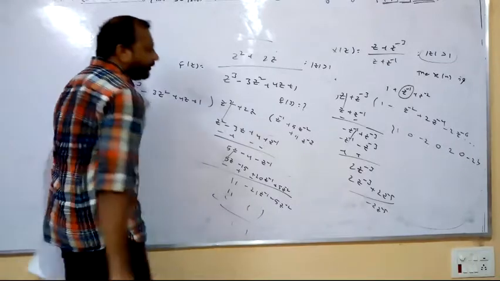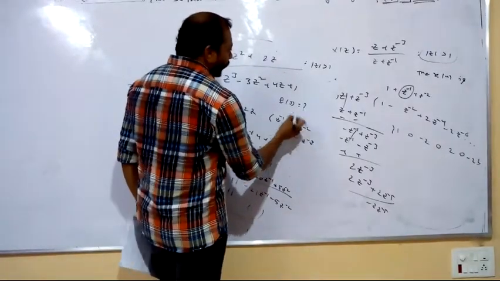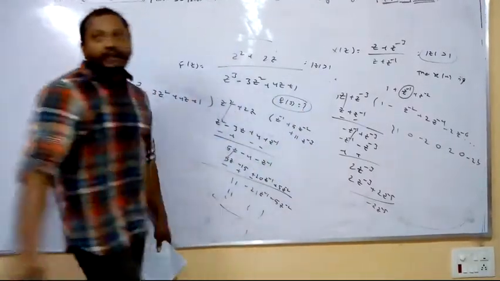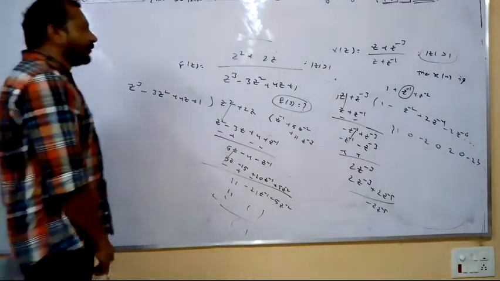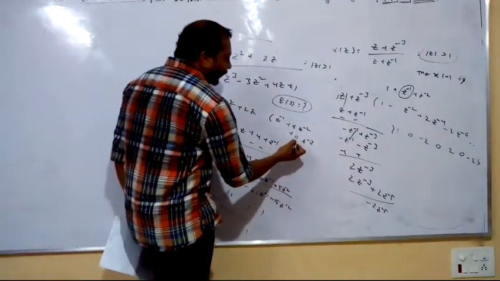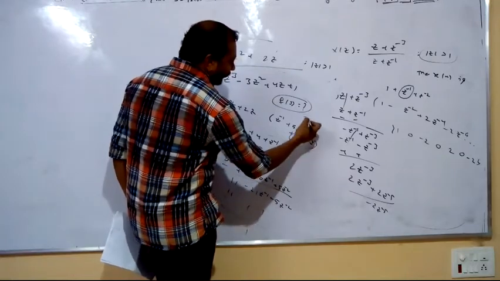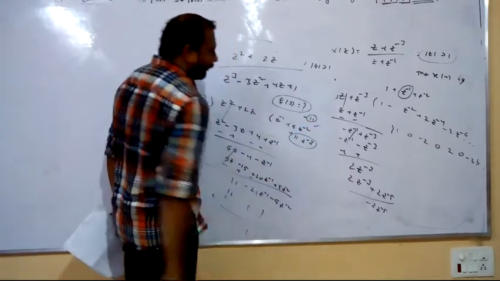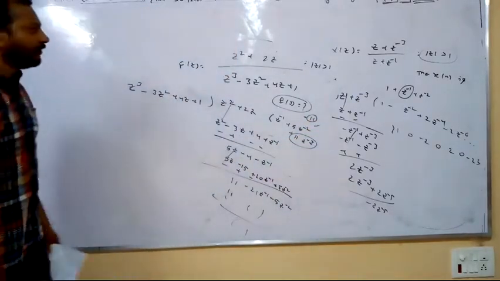Some value will remain, but we are not required to calculate it. Since we are required to calculate the value of f of 3, that is nothing but simply the quotient of the z to the power minus 3 term only. So this is equal to 11. F of 3 equal to 11, you can write.